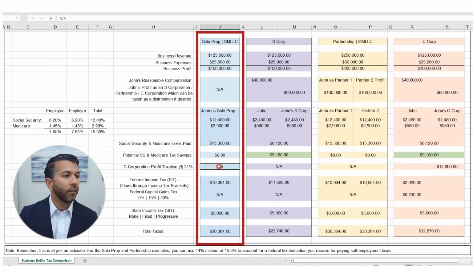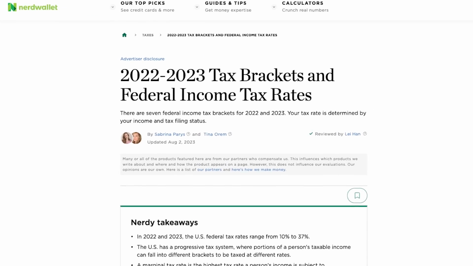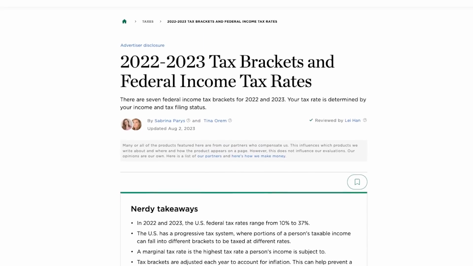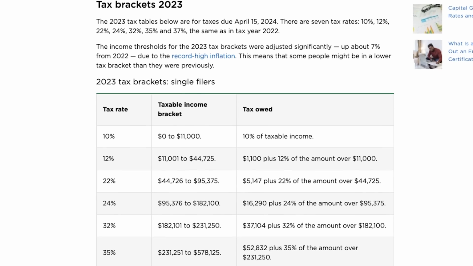You don't have to pay the C corporation tax. That's strictly for C corporations. You will have to pay federal income tax though, right? Now, let me explain what's going on here. With the federal income tax in the US, we have a progressive tax system, okay? So what that means is not all of your income is taxed at, let's say, 25%.